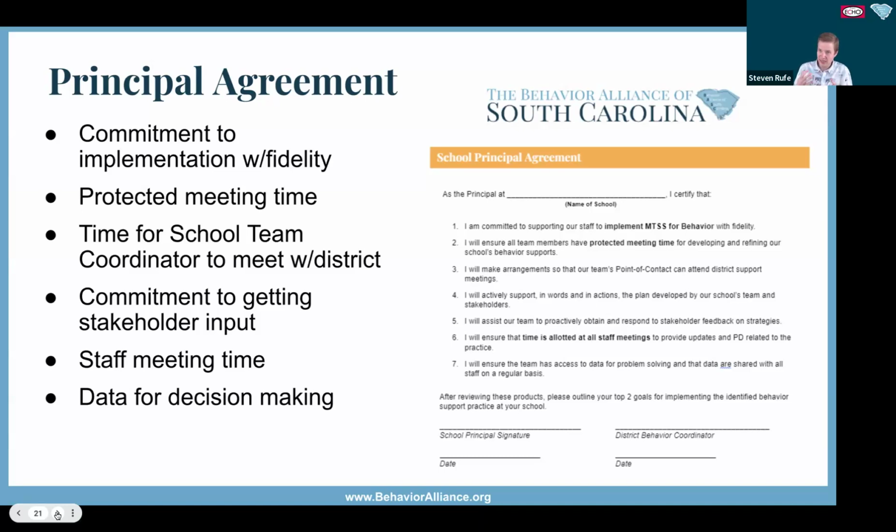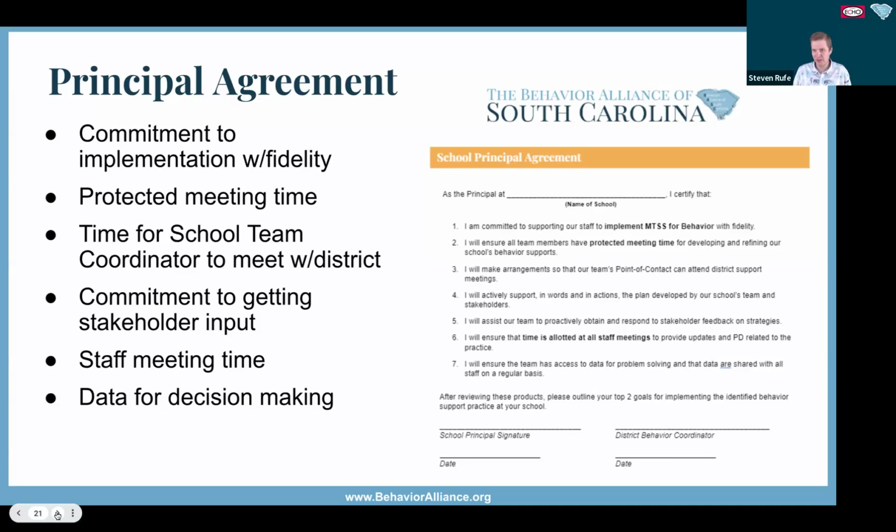We'll support you all in designing what those meetings look like, ideally on a quarterly basis with those school team coordinators. And then they are committing to going back and doing things as a result of attending the professional learning. That includes getting feedback from various groups within the school, staff, students, community members, and giving some staff meeting time to go back and have the school team present what they've learned during the professional learning and implement. And then obviously a commitment to data.